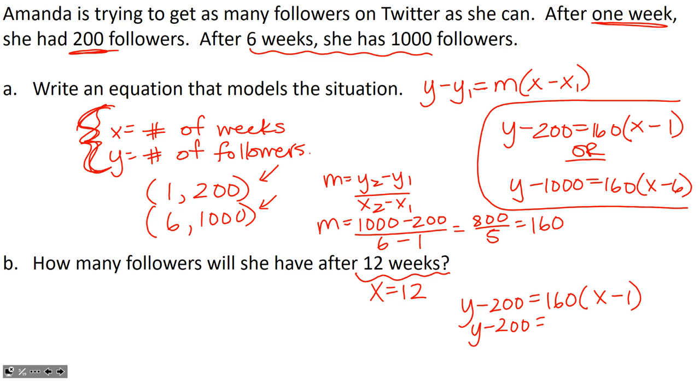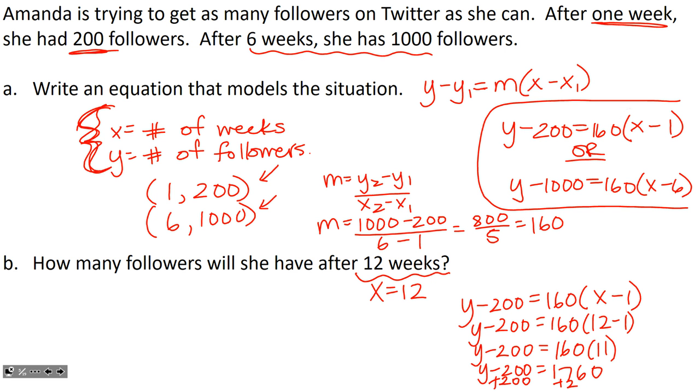So this will be 12 minus 1. And now I'm just going to solve. So y minus 200 equals 160 times 12 minus 1, which is 11. And then I multiply 160 times 11 and get 1,760. And then to solve for y, I can just add 200. And I get y is equal to 1,960.